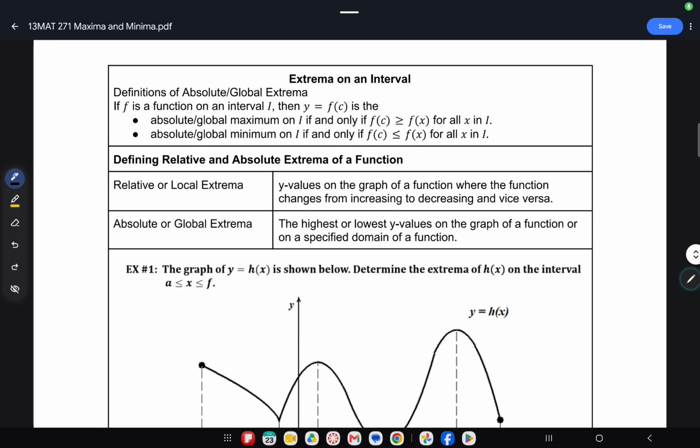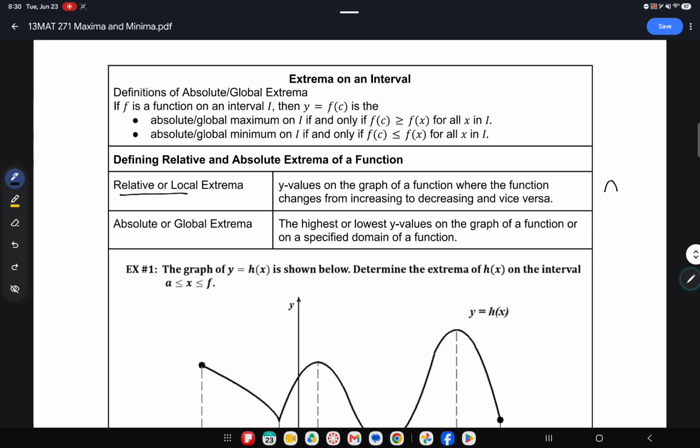All right, we're going to look at extrema on an interval. So that's any maximums and minimums. We can kind of classify them as two different kinds. We've got relative or local extrema, which just means that a particular value is a maximum or a minimum relative to the ones around it.